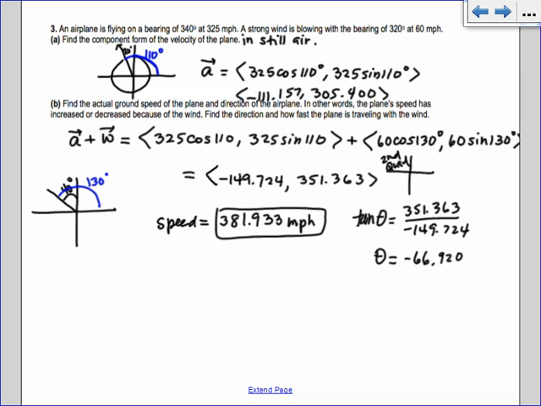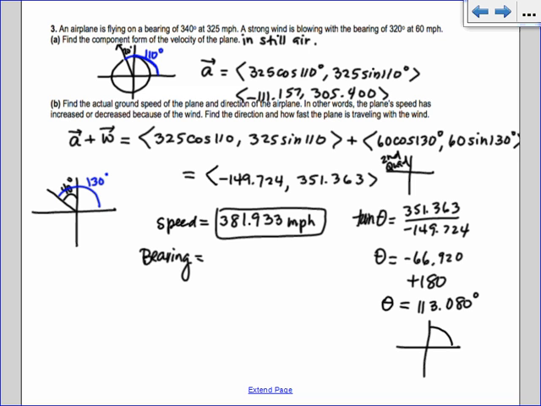And negative 66 isn't in the second quadrant, it's over here, right? So what we need to do is add 180 degrees to it, which puts it at 113.080. But then we're still not totally right because we probably want the bearing, right? So if we talk about these airplanes, we usually say bearing. So our theta is 113.080.